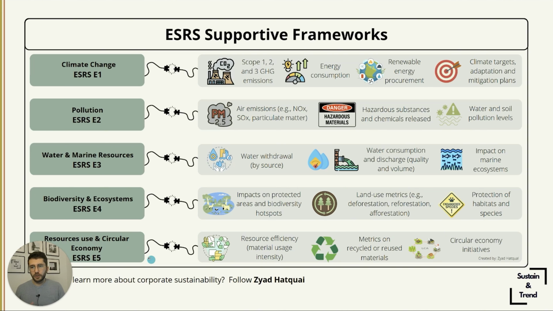We are talking about resource use and circular economy. This is a big one. ESRS E5: resource efficiency, material use, intensity. What type of material are you using? Is it sourced sustainably or not? Focus on material, product, circular product, what changes in the design phase, and so on. Metrics on recycled and reused materials and circular economy initiatives need to be reported in here.